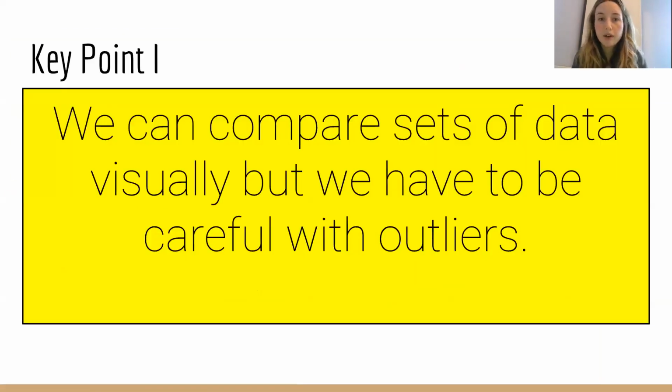So this leads us to our first key point for today, which is that we can compare sets of data visually. We were able to compare those 2 data sets without doing any actual math, but we have to be careful with any outlier points that could skew the data. You can go ahead and make sure that this is in your notes. This is our first really important key point for today.